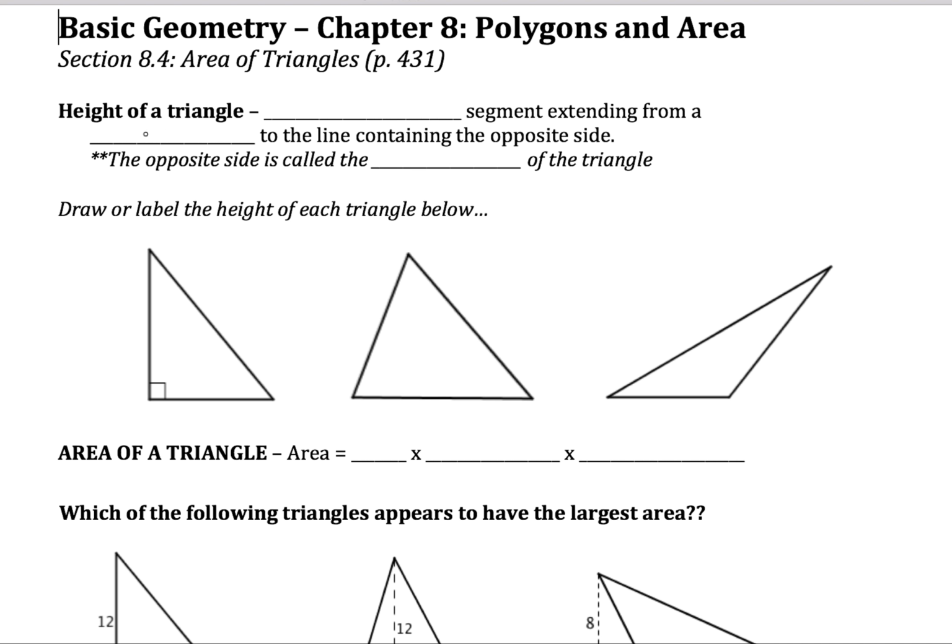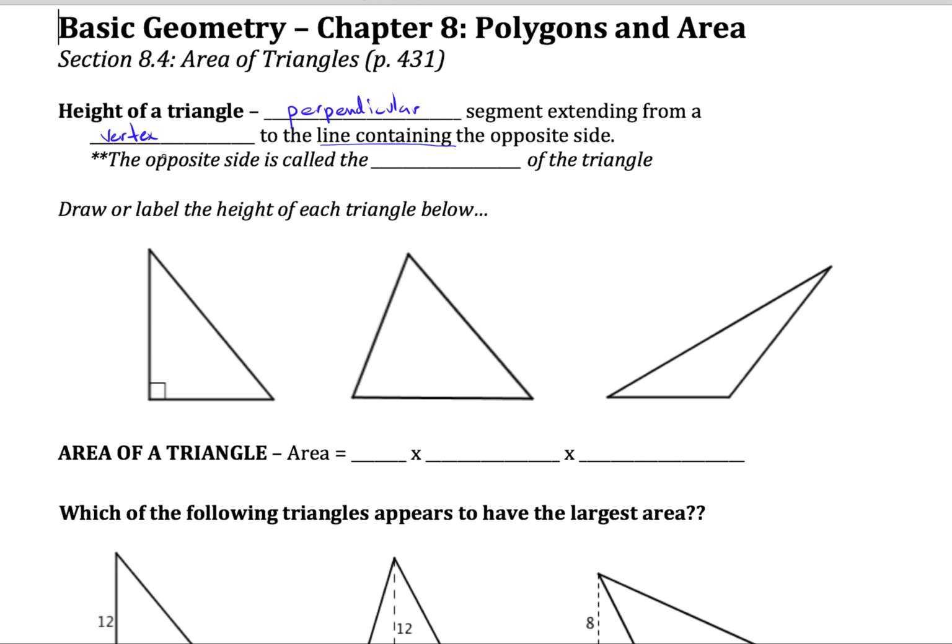First of all, we need to define what the height of a triangle represents. How do we measure how tall, if you will, a triangle is? Well, by definition, the height of a triangle is the perpendicular segment that extends from a vertex to the line containing the opposite side. And in a minute you'll see why it doesn't just say perpendicular segment extending from a vertex to the opposite side. We'll figure out why it says from a vertex to the line containing the opposite side. That'll be clear in just a second.